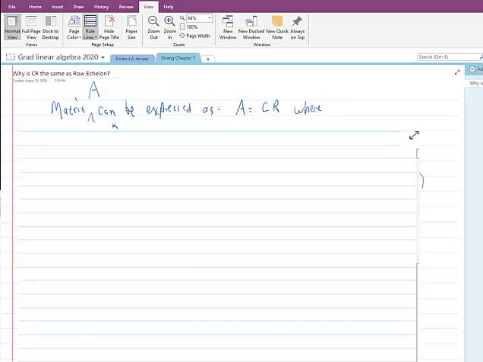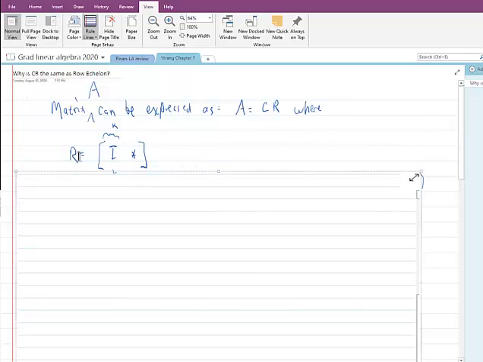Hello, I want to talk about something that Strang mentions in his book Linear Algebra and Learning from Data about CR. CR means columns times rows. And what he's talking about is this statement: any matrix A can be expressed as A equals CR, where, let's see, what do C and R stand for.